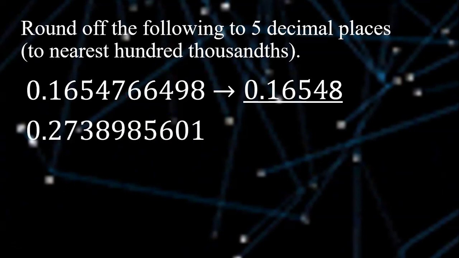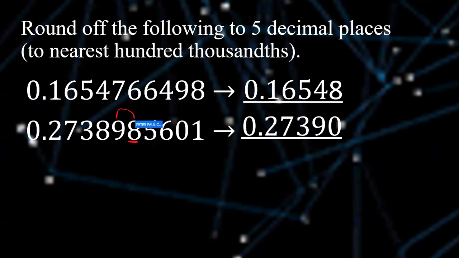Next, 0.273898561. Correct. The answer is 0.27390. Notice that 8 is the last digit, and when you round this off, it becomes 390. So the entire thing becomes 0.27390.